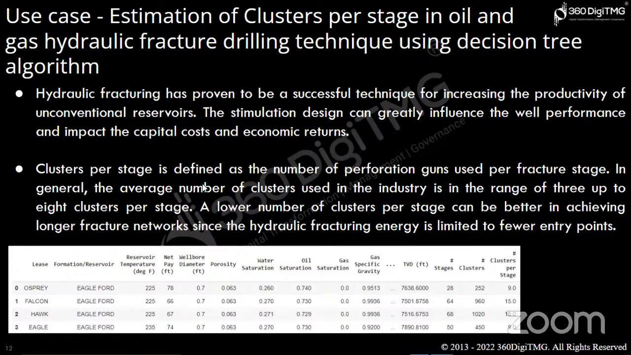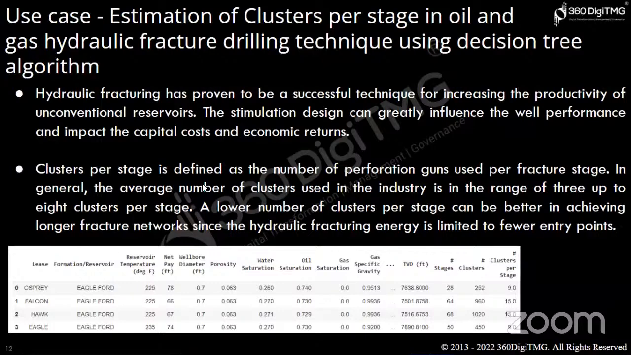Hydraulic fracturing has proven to be a successful technique for increasing the productivity of unconventional reservoirs. To increase the productivity of these oil reservoirs, we are going to use the hydraulic fracturing technique. The stimulation design can greatly influence well performance and impact the capital cost and economic returns. To increase the performance and impact, we are doing this study here.